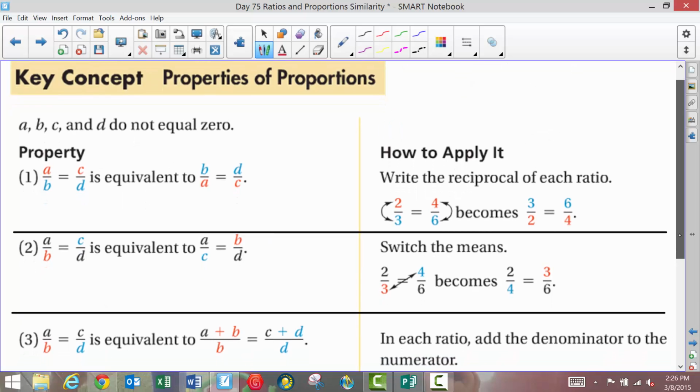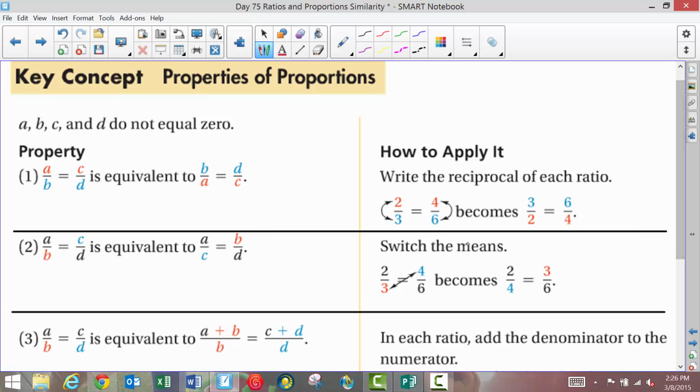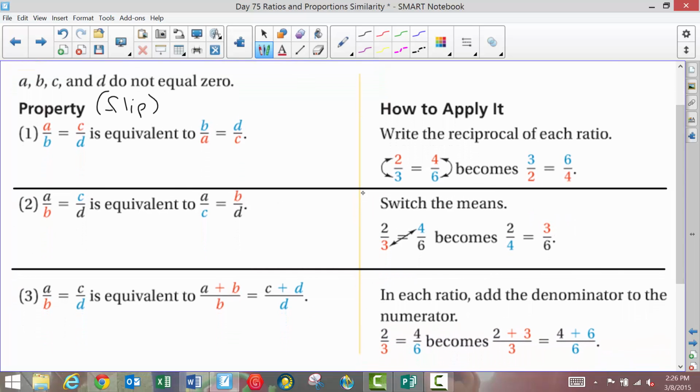You also have some properties of proportions where A, B, C, and D do not equal 0. So if you have a proportion, A over B equals C over D, this is going to be equivalent to B over A equals D over C. I like to call this property the flip property. Basically, if you do the reciprocals, they're also going to be equal.